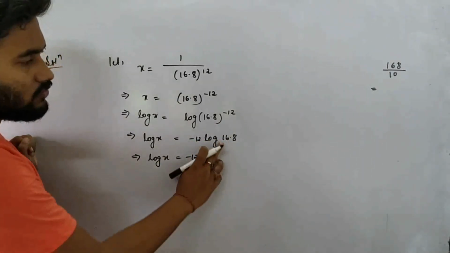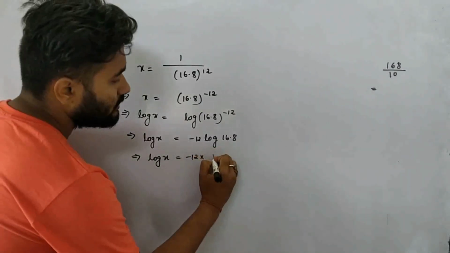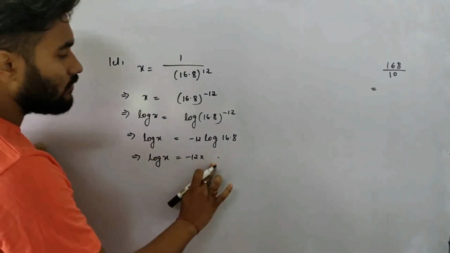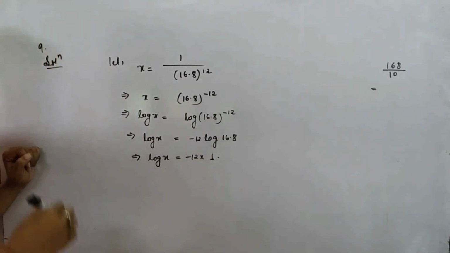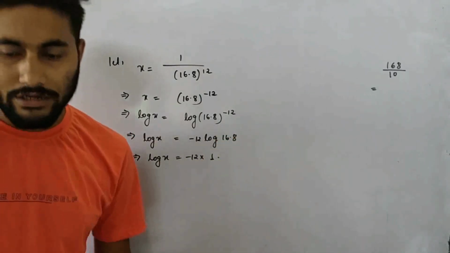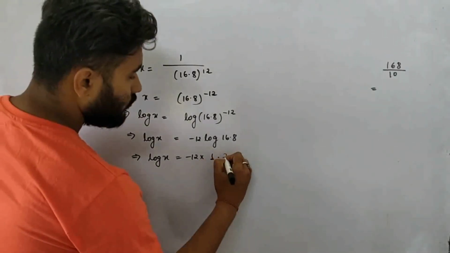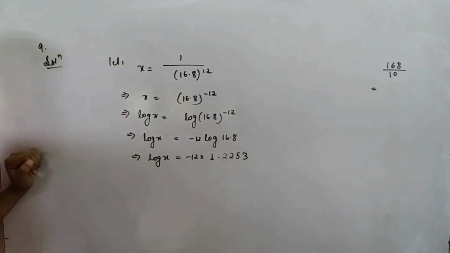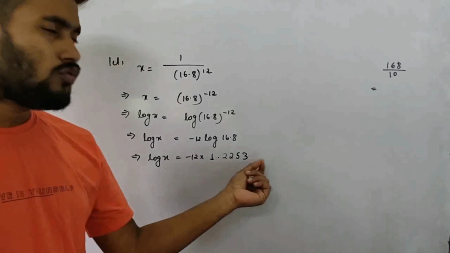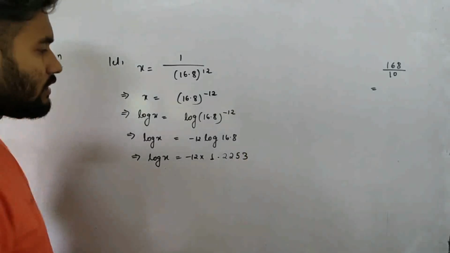What is the characteristic? 2 digits are there, right? 1 and 6. So the characteristic will be 2 minus 1, 1. At first the characteristic, then the decimal point. Whenever you write a logarithm value, at first you have to write the characteristic, then the decimal point. Now I will directly look at the table. What is the value of 16 and then for 8? Let me check the table. 0.2253. 1 is there, so I will not write the 1. That much is sufficient. 0.2253, 4 digits I have written. After the decimal point, 1 is also there in the table.